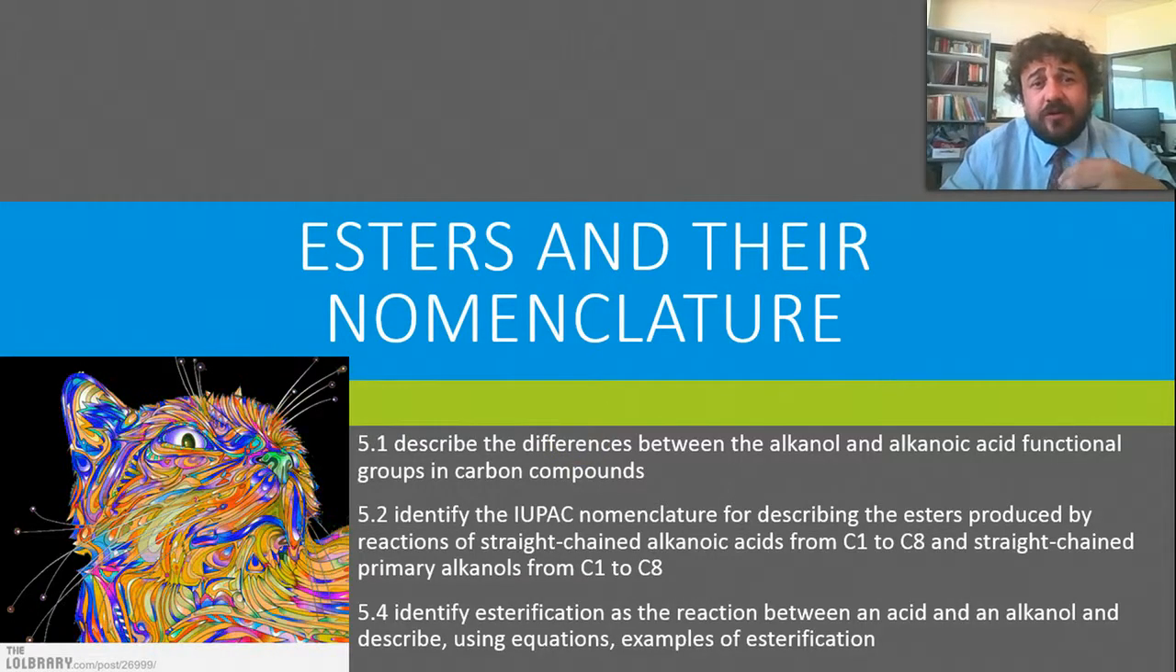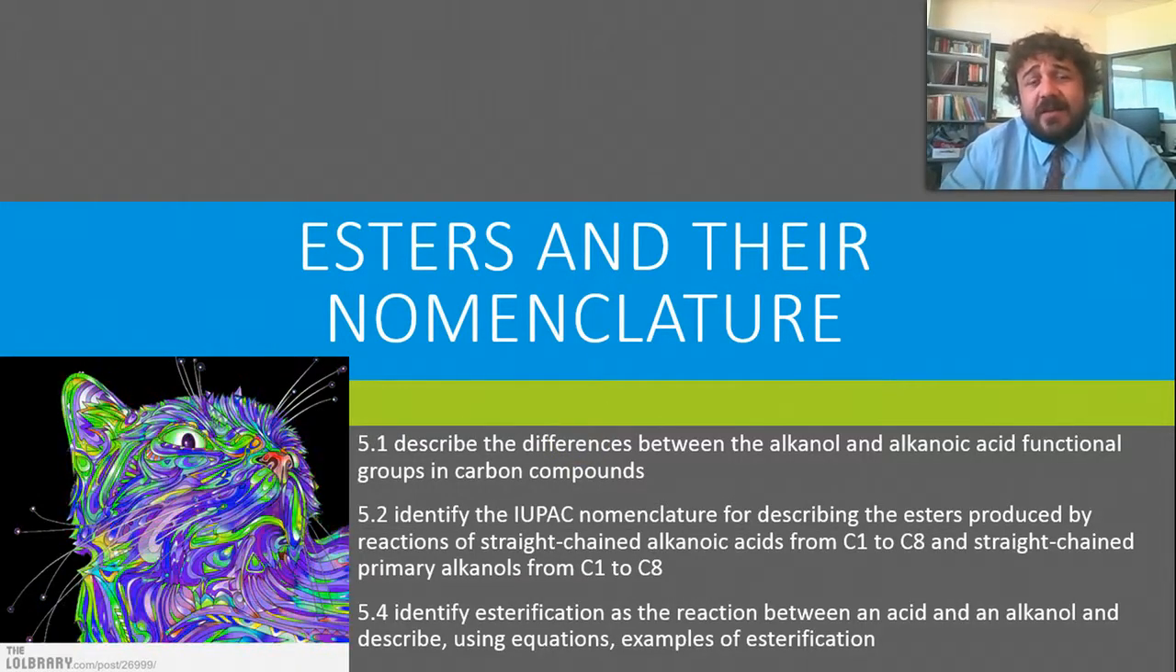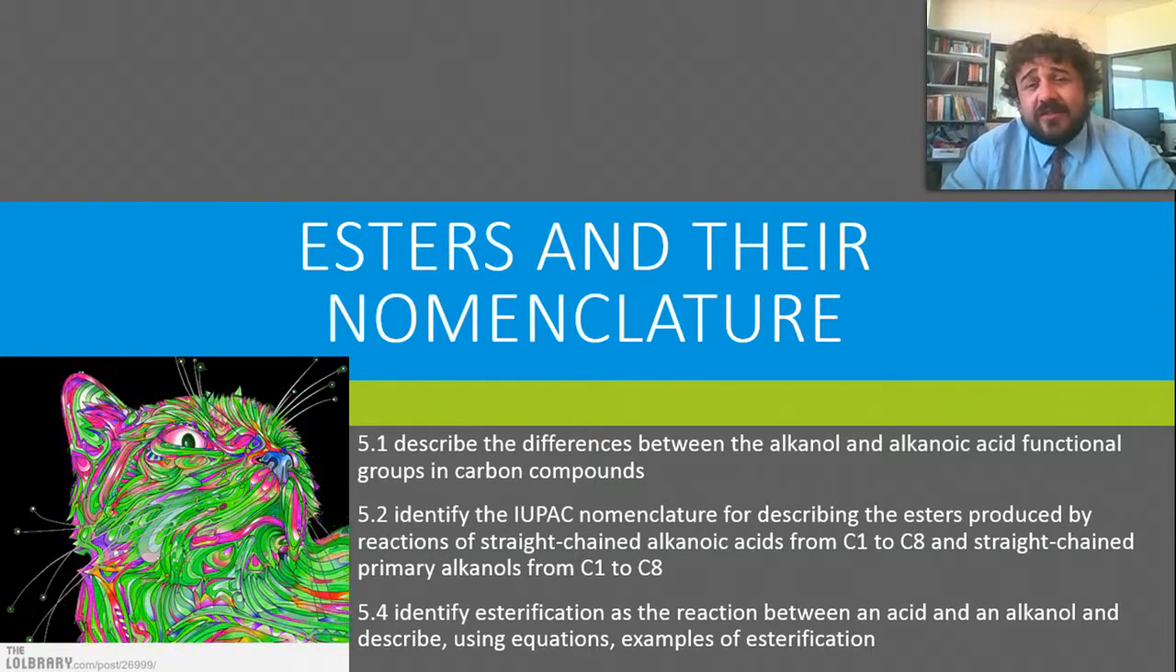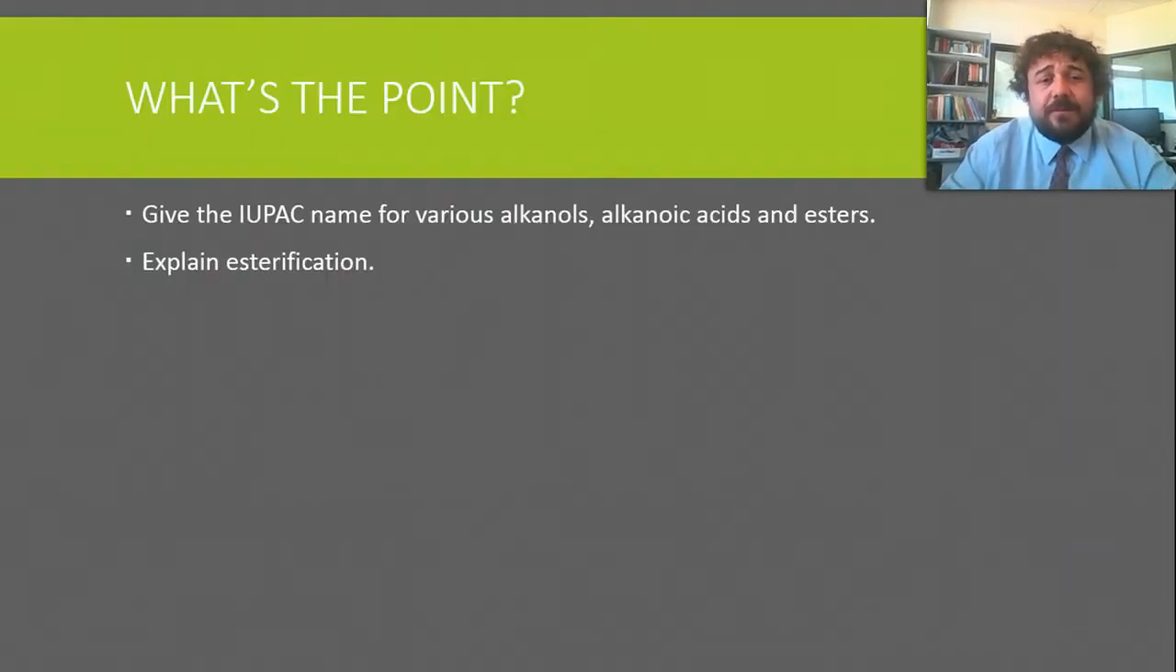Alright, so now we're going to talk about esters, and in particular something called esterification and the nomenclature, so the naming of them. By the end you should be able to give the IUPAC name for alkanols, alkanoic acids, and esters. You should also be able to describe the process of esterification, and then we'll do it in class in the next lesson.